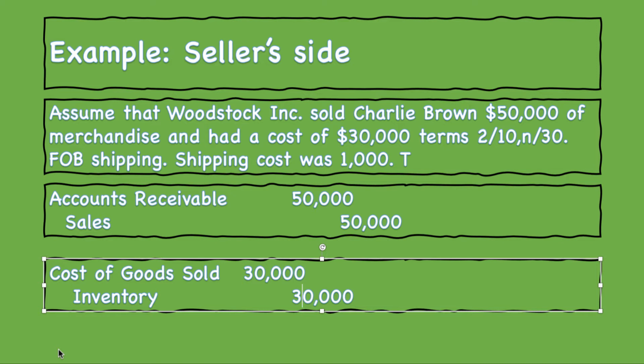Again, we will not do the journal entry for the shipping cost. Why? Because it's FOB shipping. But what if it were FOB destination? FOB destination says that the seller, us, Woodstock Incorporated, has to pay the shipping costs. In that case, we would debit freight out or shipping expense, and we would credit cash. We do not have that journal entry here. Why? Because it's FOB shipping.